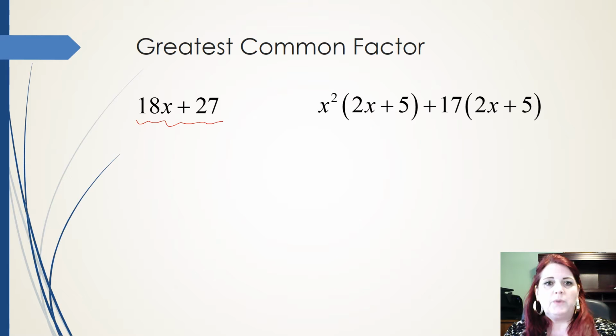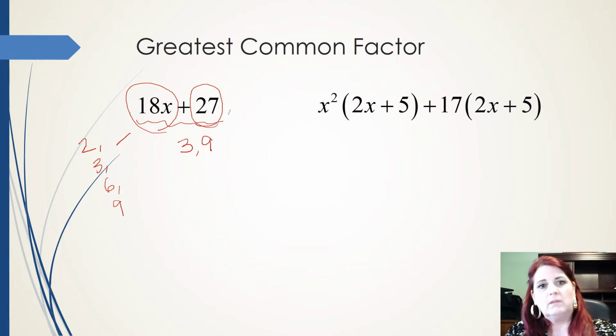I need to look at both terms. I've got 18x and a 27, and I want to determine what's the largest factor that they have in common. Well, 18 has factors of 2, 3, 6, and 9. And 27 has factors of 3 and 9. The largest one is 9. So I can factor that 9 out.